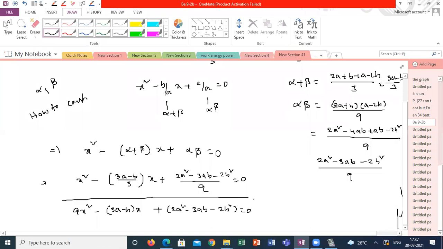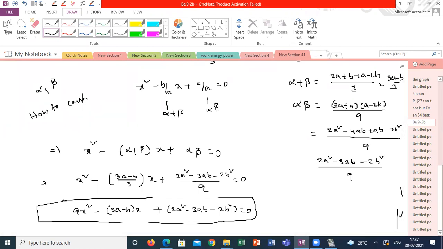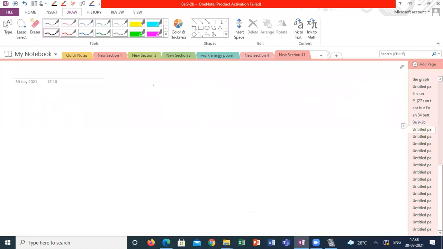This is how we can construct x square minus sum of the zeros into x plus product of the zeros. Suppose I am giving three zeros, construct a cubic polynomial.